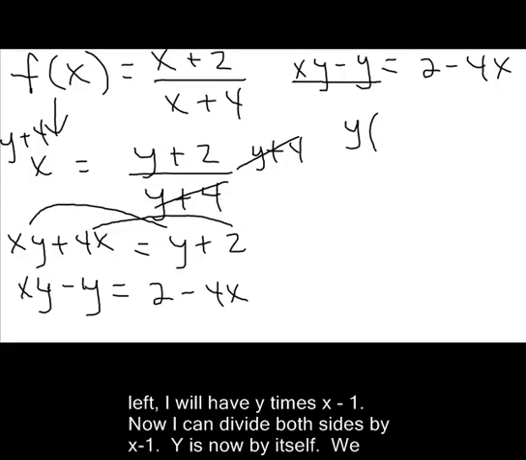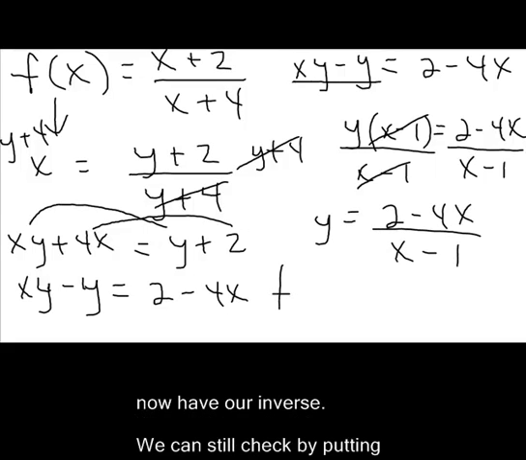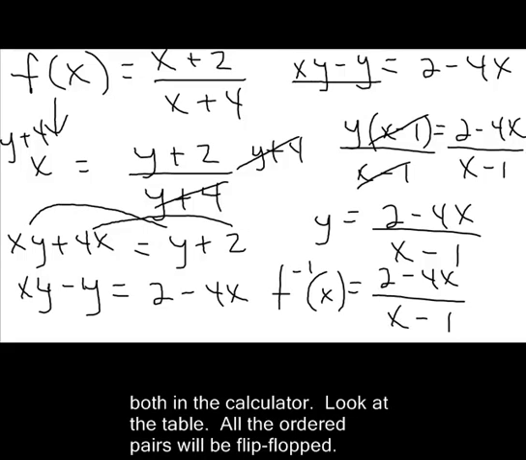So pull out a y. When I pull out a y, I have an x and a 1 left. If I want to get this y by itself, I simply need to divide both sides by x minus 1. Y is now by itself. And in function notation, this would be my answer. Again, you can put both the original and the new one in your calculator and look at the table. All the ordered pairs should be flip-flopped.